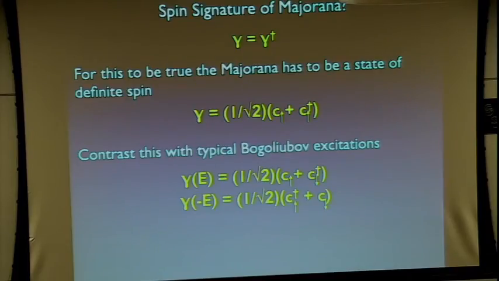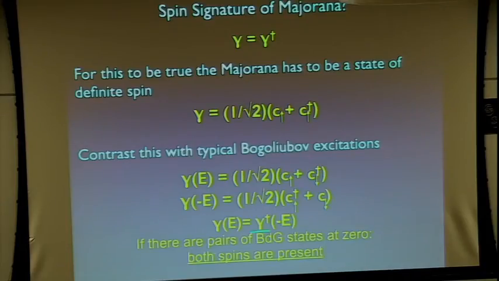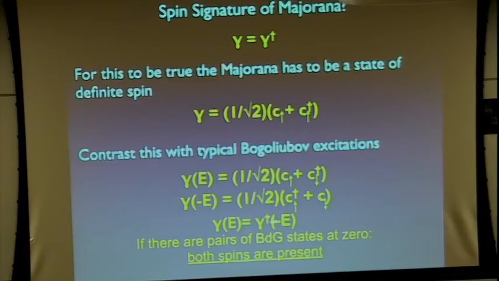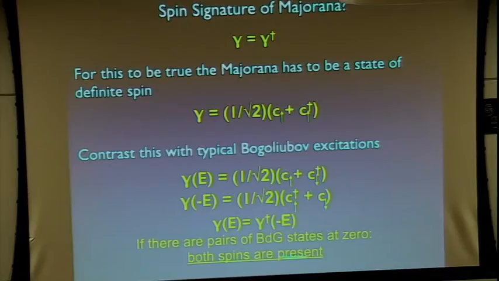So this distinction got us thinking whether there is a way in which we can distinguish a Bogoliubov state at zero energy and a Majorana at zero energy. Because if you write a Bogoliubov state at zero energy, because they come in pairs, essentially both spins are present in the description of that state.